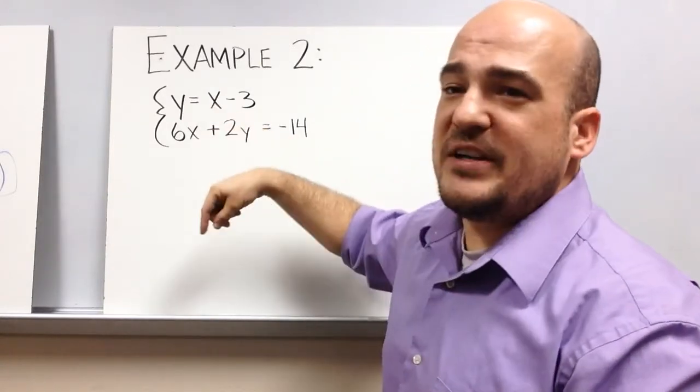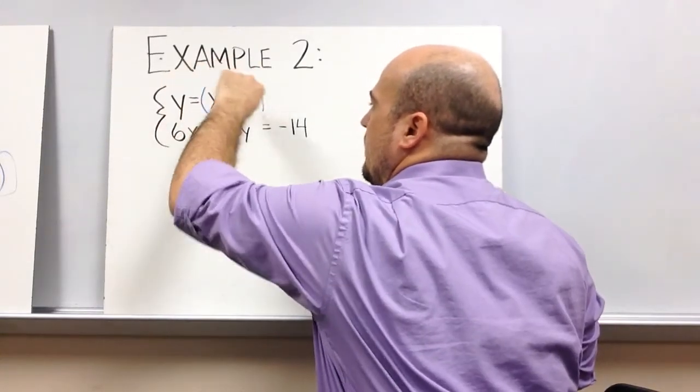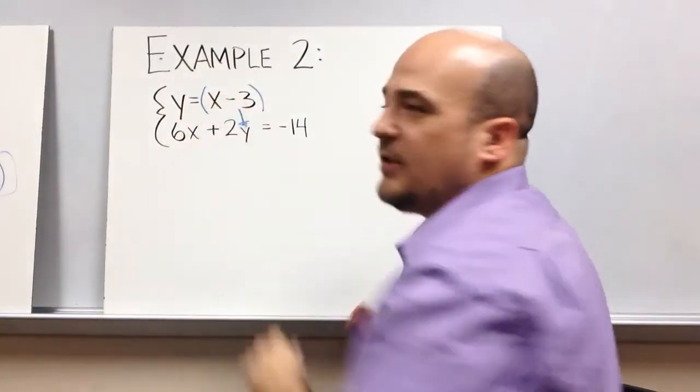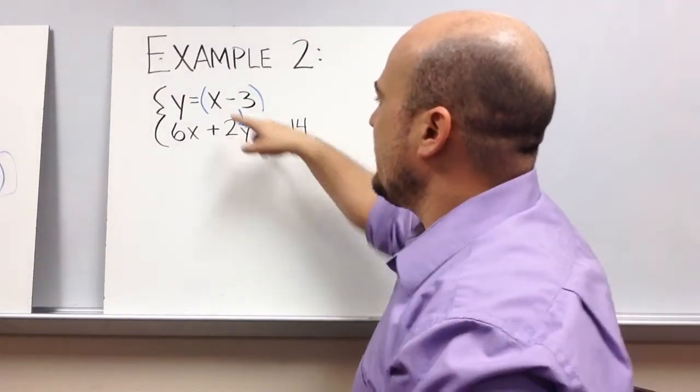So now I move on to step number 2. I take whatever y equals and I plug it in wherever there's a y. So in this case, I'm going to replace this y with x minus 3.